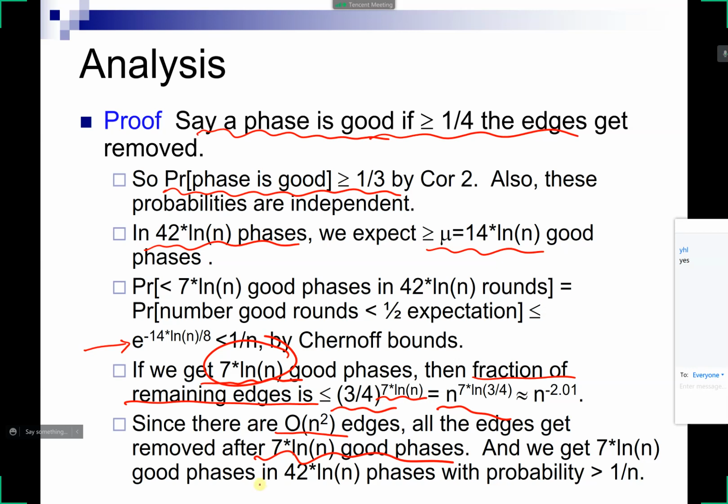So in summary, if you run for 42 log n phases, then you expect to get at least 7 log n good phases with high probability. And if you get 7 log n good phases, then that allows you to remove all of the initial edges, and then the algorithm terminates. So therefore the algorithm terminates after 42 log n phases with high probability. Any questions about this?